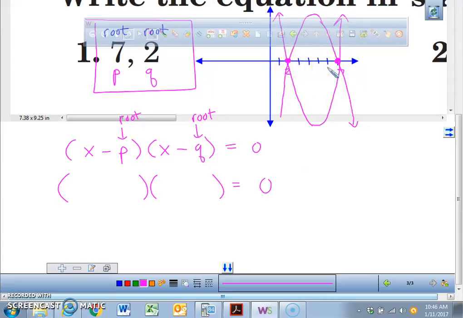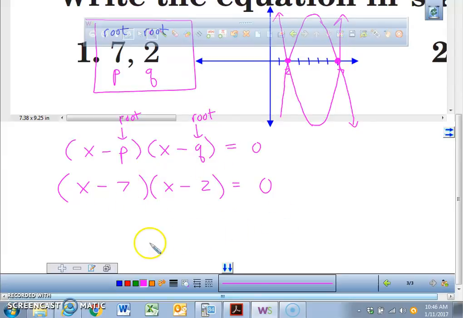Okay? So, if we wanted to build our quadratic equation that goes with these 2 roots, we want to write the equation. We are setting the equation equal to 0, and we're going to say x minus, what was our value for P? 7. And x minus, what's our value for Q? 2. This is your quadratic equation.